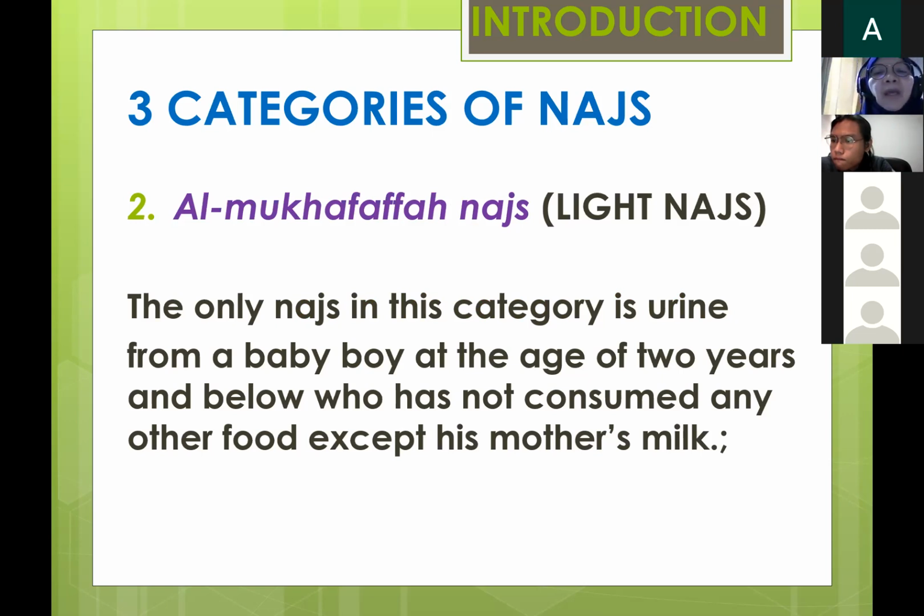But if the boy, at less than 2 years, already eats other food than breast milk, it is different. Nowadays people give babies weaning food at 6 months. They already feed the baby with food. So maybe it is not easy to find this urine, from a baby boy 2 years and below not eating any other food except mother's milk.